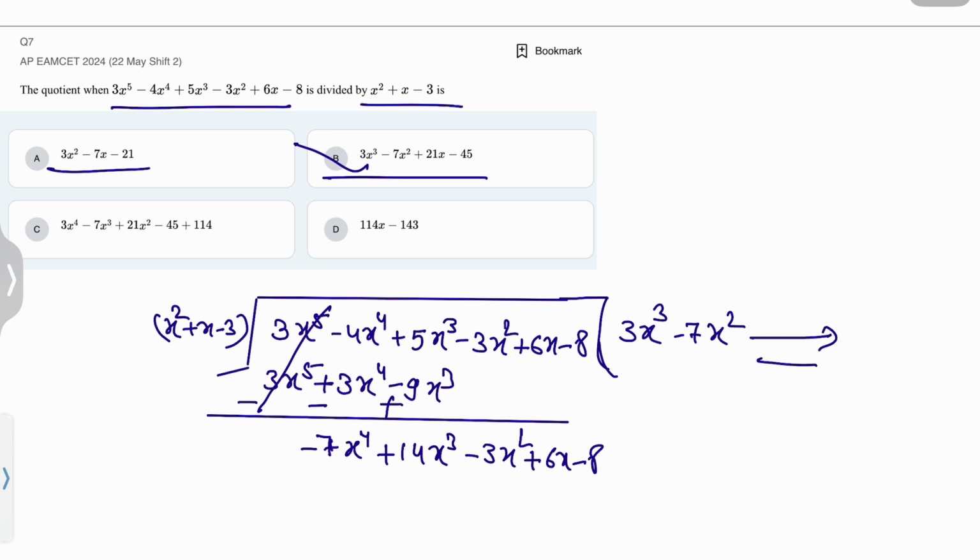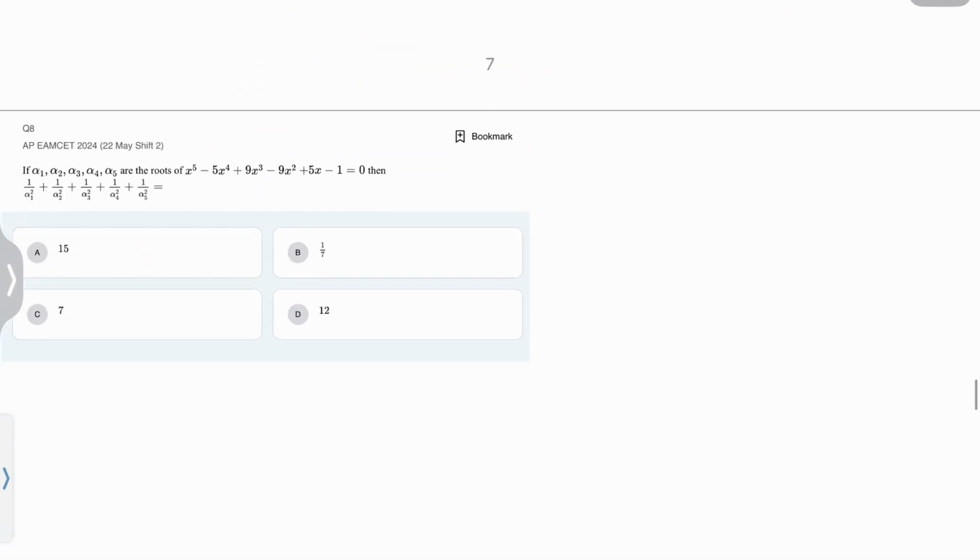So the answer is also a very easy process. You can firstly check the options. The best method is to check according to the options, not to solve the whole question. I will just check the two-step options and check the answer. Okay, question number 8.